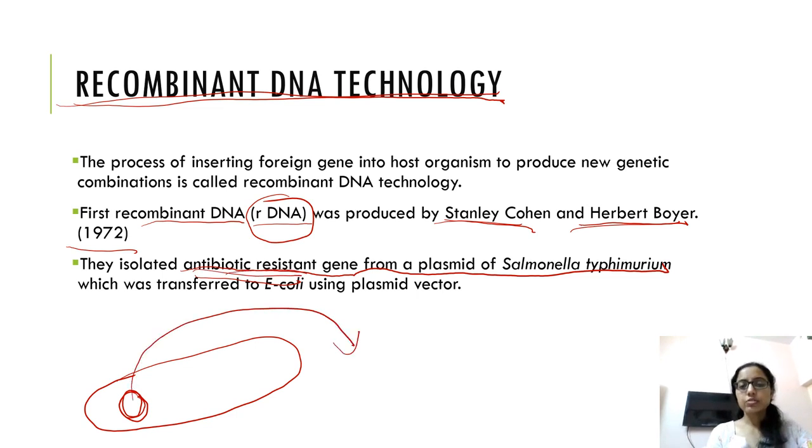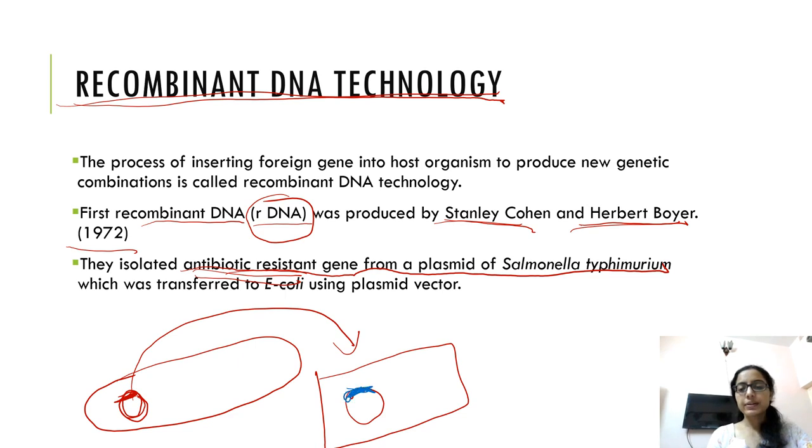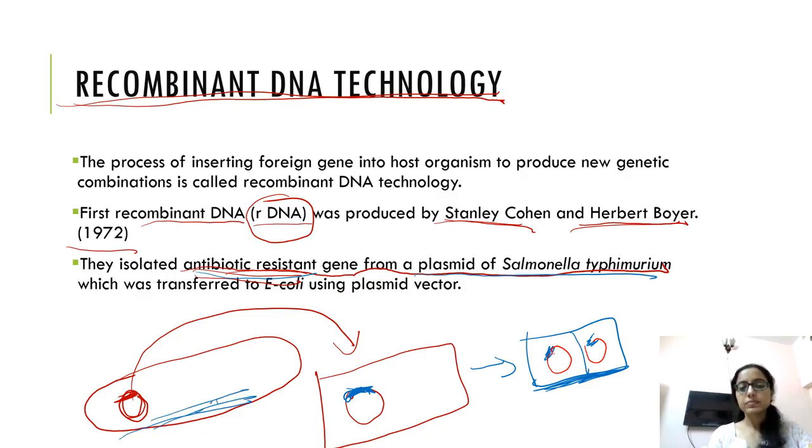This was transferred into E. coli. This plasmid combined with the antibiotic resistant gene was entered into E. coli. Now along with the E. coli DNA, this antibiotic resistant gene also has entered, and the new E. coli will have DNA with the antibiotic resistant gene in their cells, right? So this is how they isolated new E. coli cells with antibiotic resistant capacity, and this was done by using the plasmid of Salmonella typhimurium.